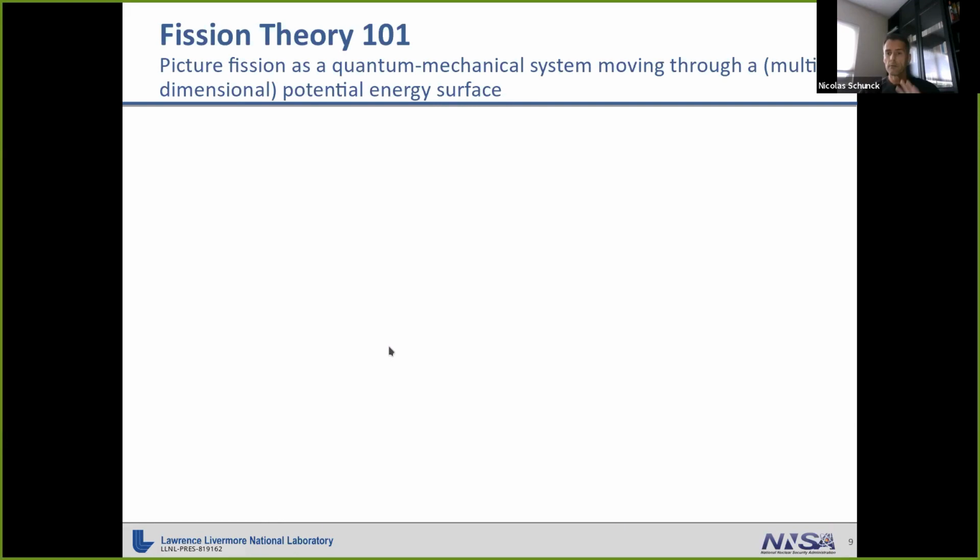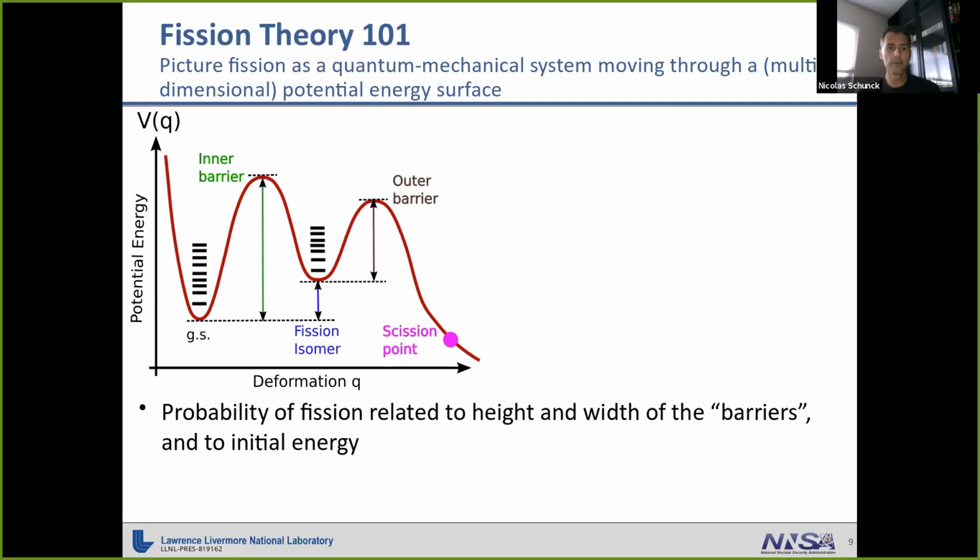So what are the two main basic concepts of fission? Fission is really a quantum mechanical system, so you have to follow the laws of quantum mechanics. That is, you can think of it as a system that moves through a potential energy surface. I was told that everybody has studied the Schrödinger equation, and if you study the Schrödinger equation, you have played with potential wells. So here is an example of a potential well: potential energy as a function now of some deformation of the nucleus. So it's not x, y, or z, it's deformation of the nucleus.